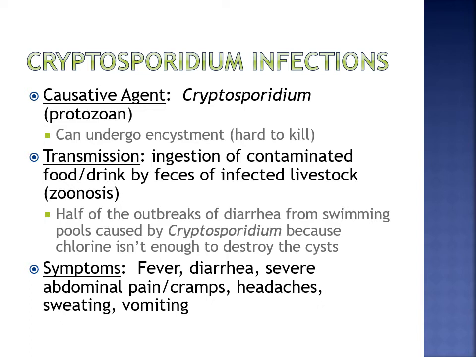Here in the US, about half of the outbreaks from this particular protozoan are from swimming pools that are contaminated with the Cryptosporidium spores or live protozoans. This is because chlorine typically isn't enough to destroy the cysts, so it can stay in the water. So just to skeeve you out from public swimming pools even more. And then typical symptoms of diarrheal disease: fever, diarrhea, severe abdominal pain and cramps, headache, sweating, and vomiting.